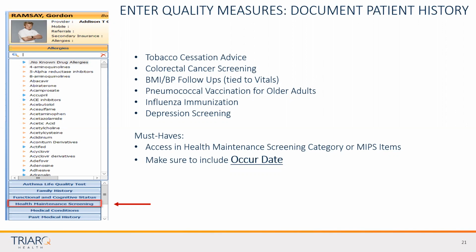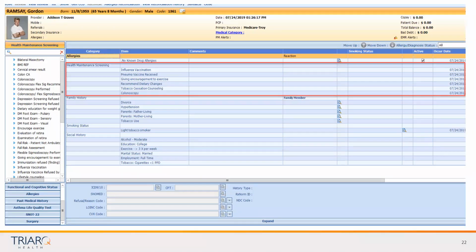And as I'm entering in this information, I'm going to make sure I include that occur date. None of your measures will increment without your occur date. So please pay attention to that when you're entering in these items. As you can see here, I have his full history screen. I am in his health maintenance screening category.